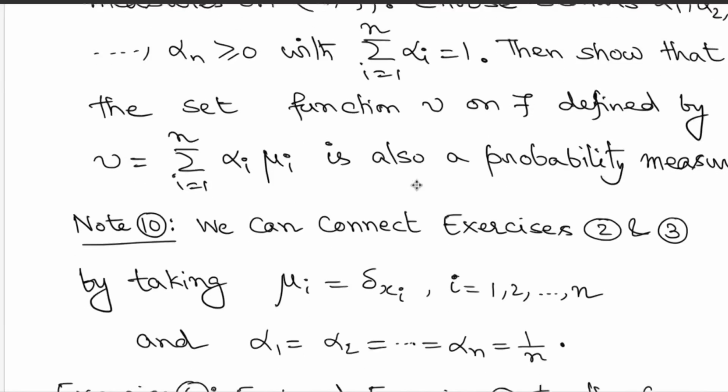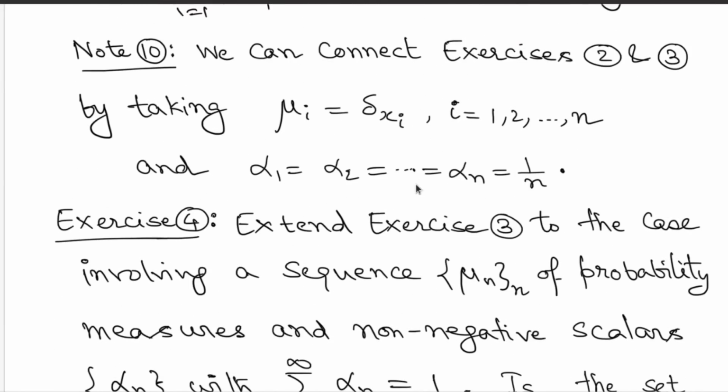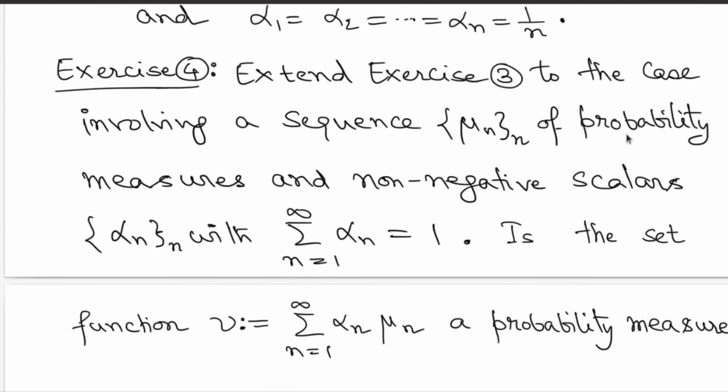Okay. But with that in hand, we can now identify that thing. So we can now connect these exercises 2 and 3, which was our motivation, that you just say that mu i's are the Dirac of x i's and alpha 1 up to alpha n is exactly 1 over n. So that's the convex combination that was given earlier. Okay. Now we can extend this exercise 3, which was for finite combinations, to infinite combinations involving series. What do you have to do?